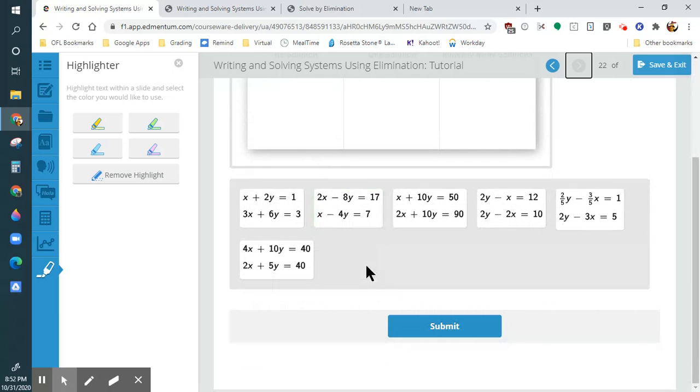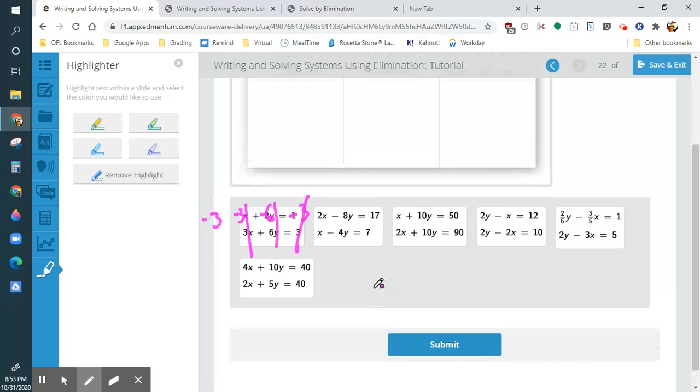So let's try to solve these. So what I'm going to do here is I'm going to eliminate the x by multiplying this by 3. So if I did this, I'm not going to do too much work because it's a lot of them here. So what I'm going to do here is I'm going to multiply everything by -3. So this is -3x, -6x, and this is -3. So if I add these two together, this cancels out, and this cancels out, and these cancel out. So I get 0 equals 0.